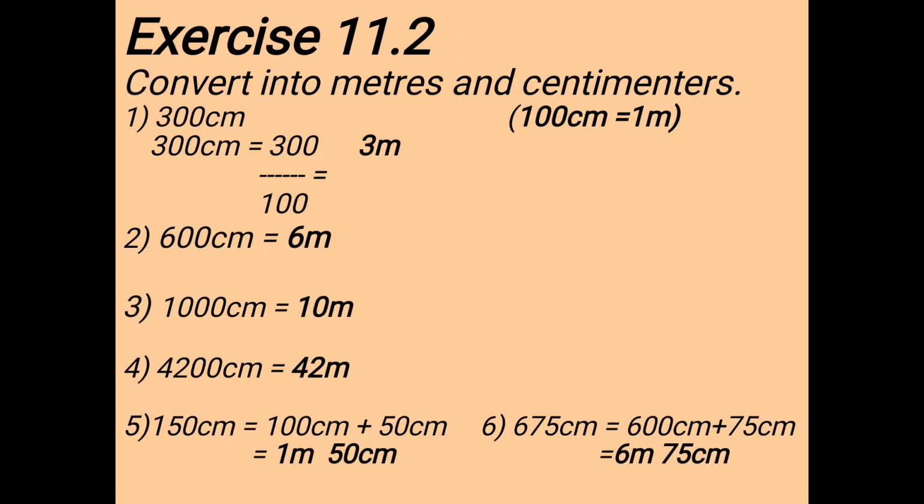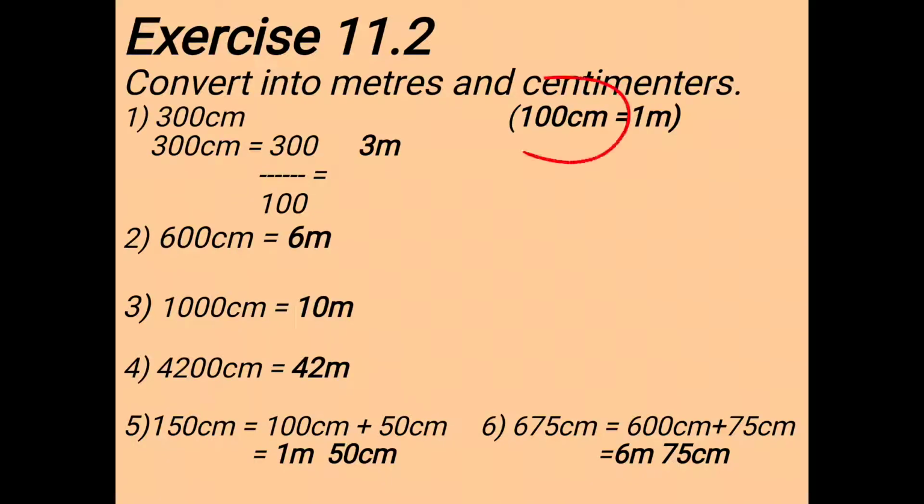Next, exercise 11.2. Convert into meters and centimeters. Here you are going to convert into meters and centimeters. So as you all know, 1 meter is equal to 100 centimeters. So 100 centimeters is equal to 1 meter. Okay, here they have given you 300 centimeters. So here you have to divide, that is 300 divided by 100, you will get 3 meters.